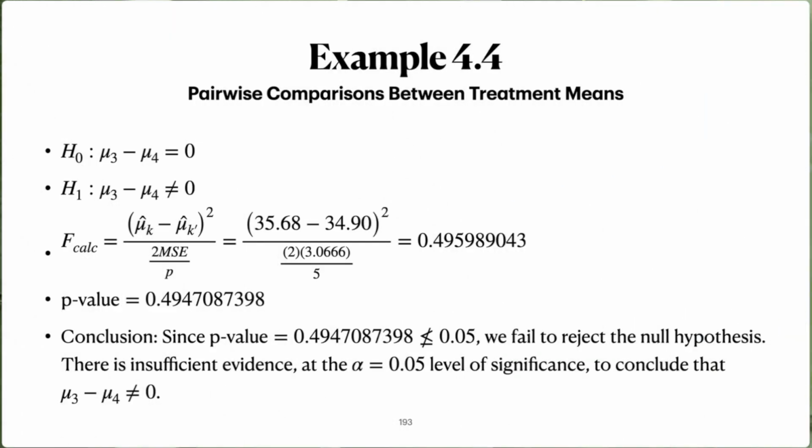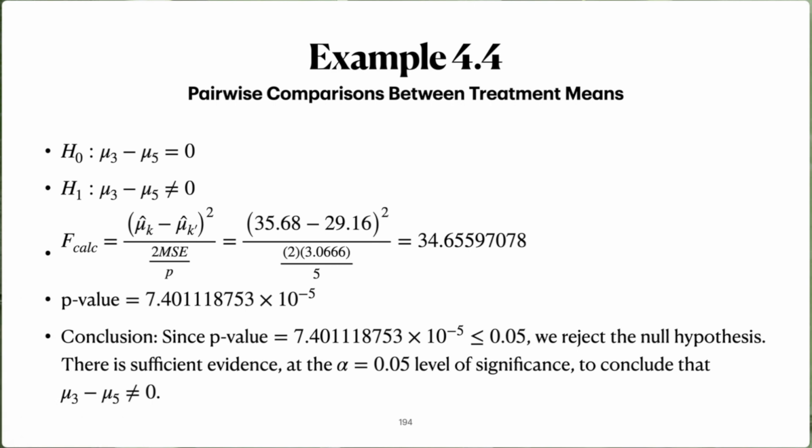Continuing on, comparing means 3 and 4. We see here that the F statistic is equal to 0.4960 to 4 decimal places. The p-value would be 0.4947, and that is not less than or equal to 0.05, and so we would fail to reject the null hypothesis. And so there is insufficient evidence at the 0.05 level of significance to conclude that mu3 minus mu4 is not equal to 0.